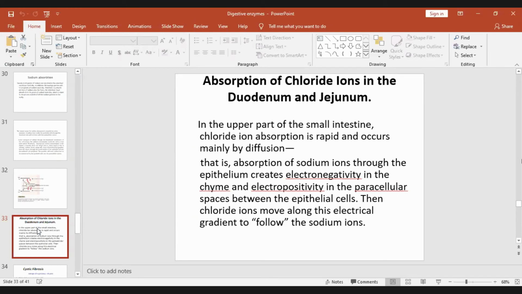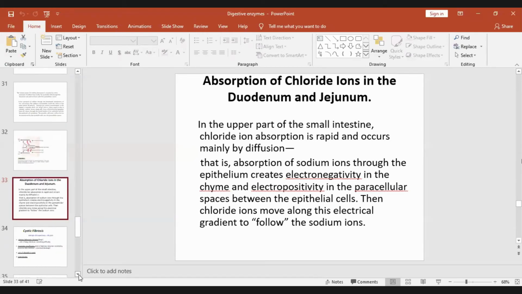And because of that absorption of sodium, it creates electronegativity in the chyme and electropositivity in the paracellular spaces between the epithelial cells. Right? Because of this gradient, the chloride ions move along it to follow the sodium ions. Chloride is also following that sodium and hence gets absorbed. So this was for the absorption of sodium. After that, chloride is also following the sodium and water through the osmotic gradient, osmosis.